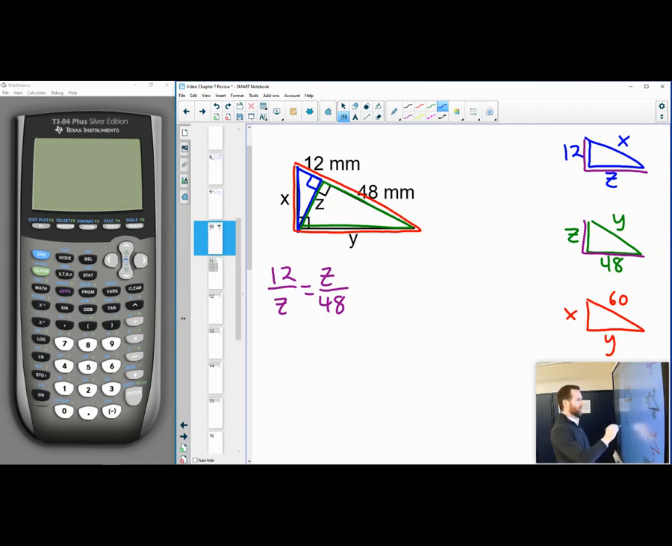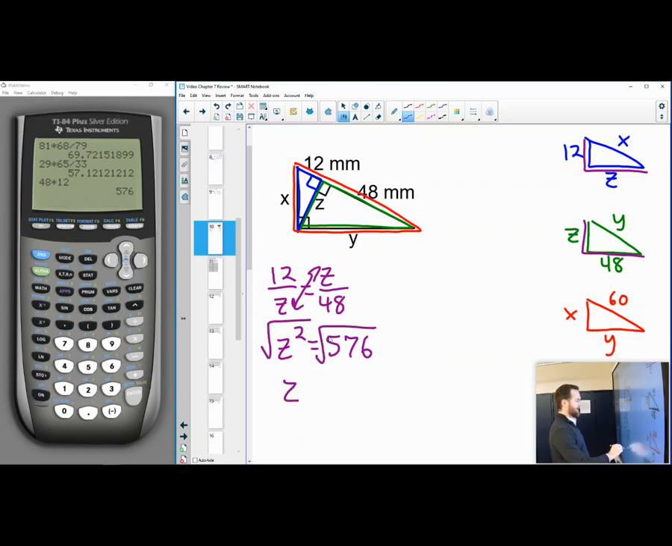We cannot use the shortcut here because Z times Z is Z squared. And then 48 times 12, I'm not doing that in my head. 48 times 12 gives us 576. Then we take the square root of both sides to cancel out that power of 2, and we get Z is, I'm going to show you a shortcut here.